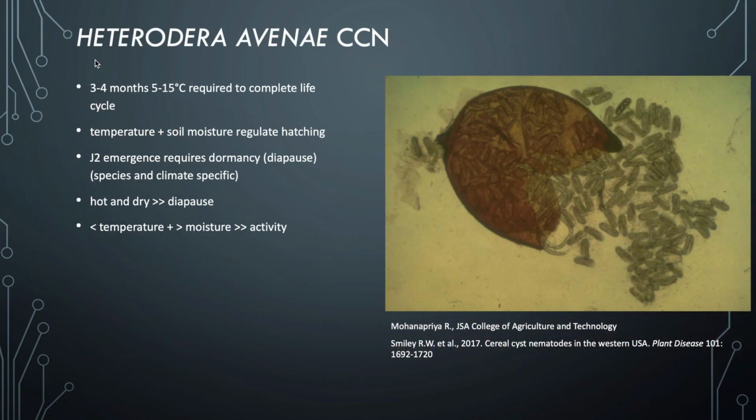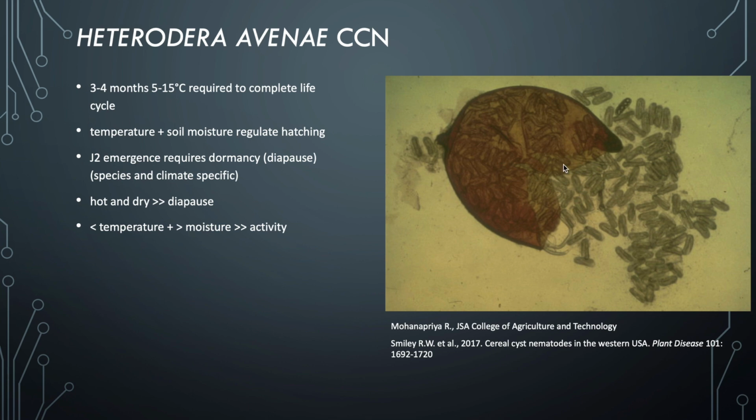The Heterodera avenae life cycle requires 3 to 4 months to complete, and a temperature of between 5 and 15 degrees Celsius. And hatching is regulated by temperature and soil moisture conditions. The J2 emergence actually requires dormancy, not in all of the species, but Heterodera avenae does require dormancy, which is called diapause. But this is just dependent on specific species and climate conditions. Hot and dry conditions induce diapause, whereas reduced temperature and increased moisture activate J2s to become infective.